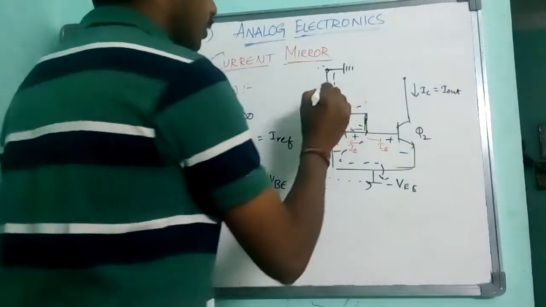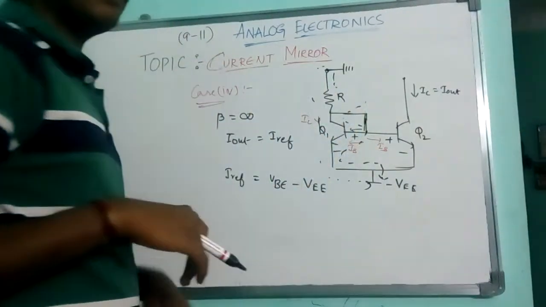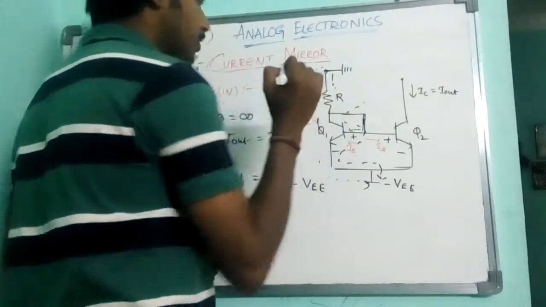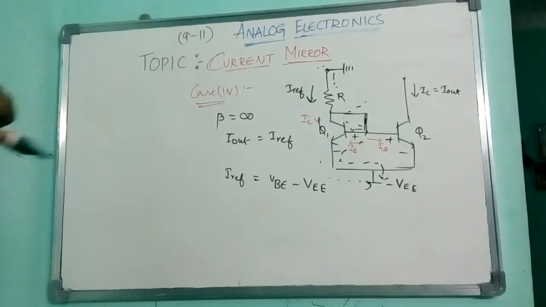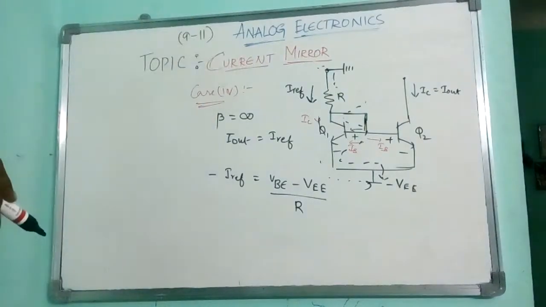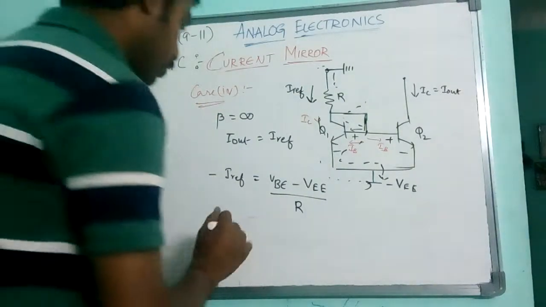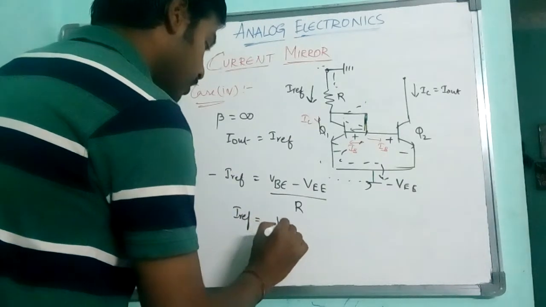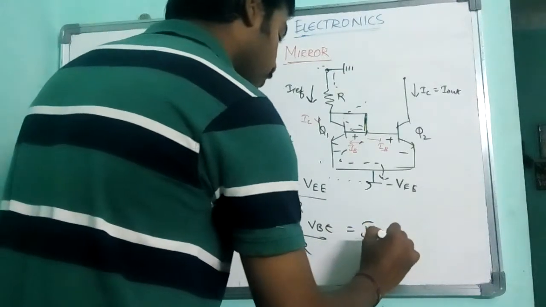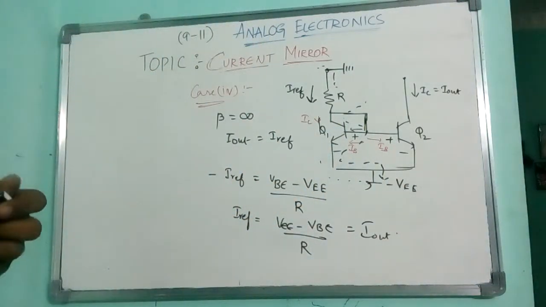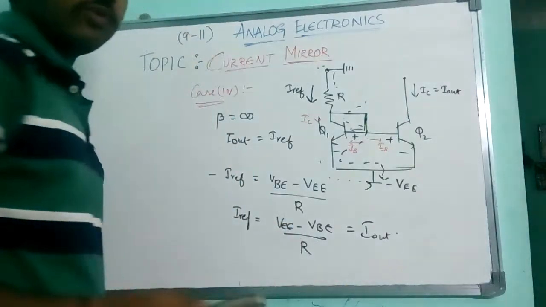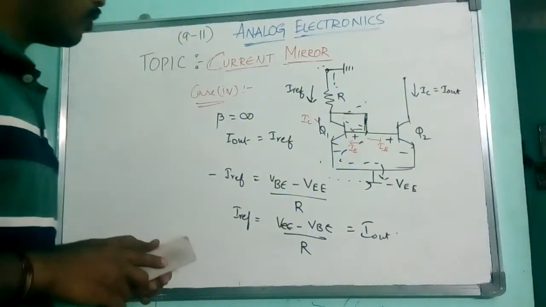Then in the place of the current source, I'll place a resistor here. Although I place the resistor, the same current flows here. I consider this to be I reference. So VB minus VE by R. This is a negative current, leaving from the ground. So I reference is VEE minus VBE by R. This is equal to I out. This is the case 4 problem. This type of questions they ask. Just change the supply, that's it. No need to get confused.